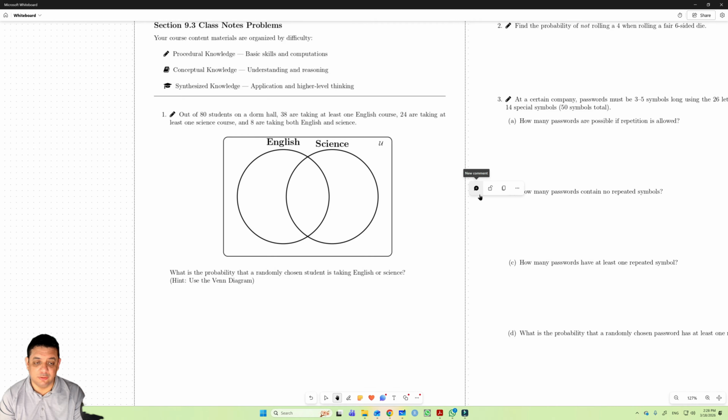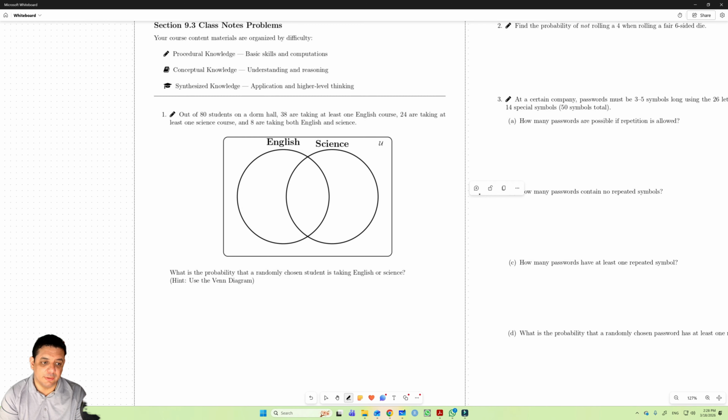We have 80 students in the dorm hall and 38 of them are taking at least one English course, 24 are taking at least one science course, and 8 are taking both science and English. So the question is, what is the probability that a randomly chosen student is taking English or science?